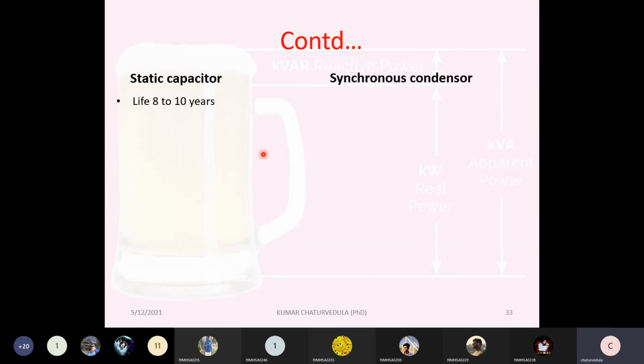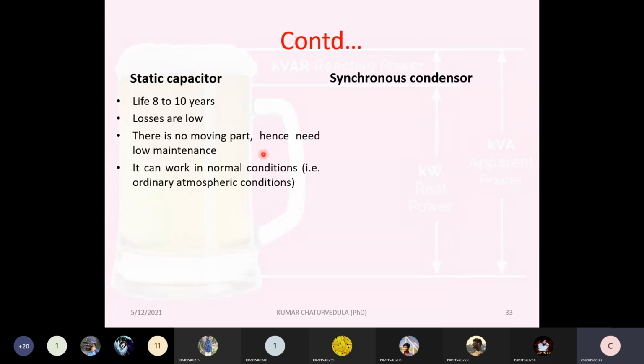The life of a static capacitor is around 8 to 10 years, whereas the synchronous condenser's life is nearly 25 years. Losses are low in a static capacitor. In a synchronous condenser, losses are present because it is a rotating device. Since there are no moving parts in static capacitors, their maintenance is low. In a synchronous condenser, moving parts are present, so they have a maintenance cost.